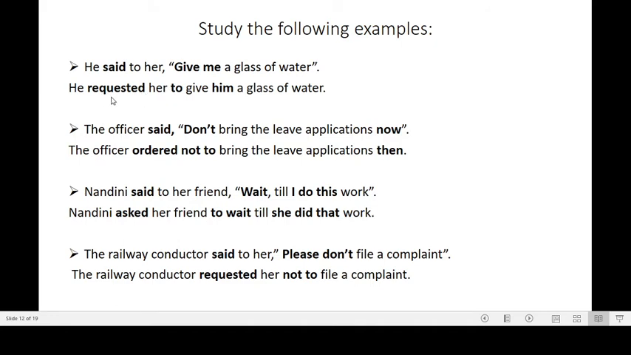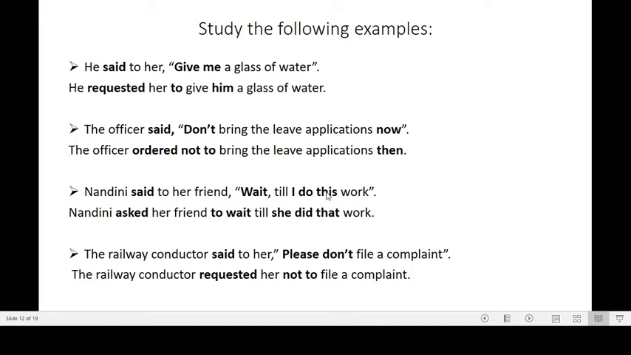reporting verb is requested. In the sentence, the officer said, "Don't bring the leave applications now." Here this sentence is a negative sentence, but it is an imperative sentence. Then we say, the officer ordered, because since this is an order, you have to understand the sense of the statement. So since it is an order, we are using ordered and not to bring. To the verb we are adding to, the infinitive, to bring. And since it is a negative sentence, we are adding not. Not to bring the leave applications.